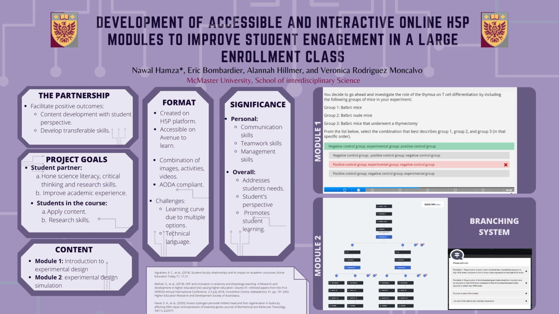So, working together, we were able to create 2 online interactive modules that include a mix of content, images, questions, and videos. The first introductory module provided students with an opportunity to review and assess knowledge regarding experimental design, while the second module consisted of an experimental design simulation. These modules were built on the H5P platform, which allows us to easily incorporate and alternate content in different formats and in a way that would allow students to pause, think, and apply concepts learned.